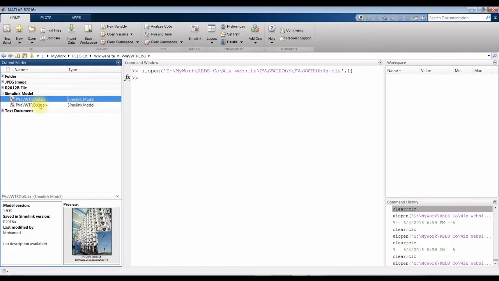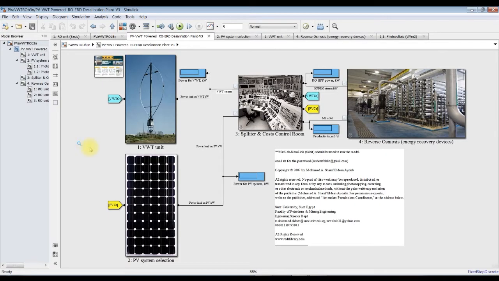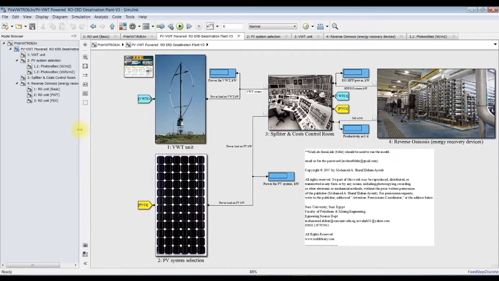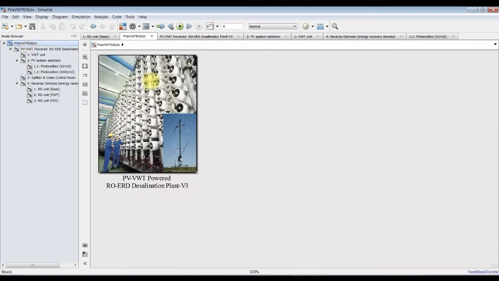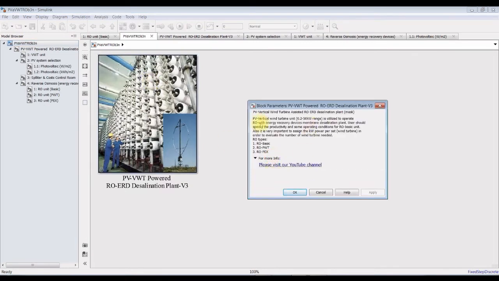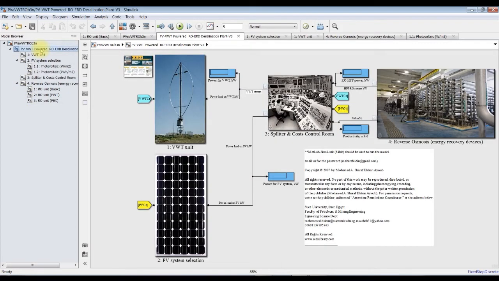We can go to our destination folder. Okay, double click on this, it's 2 models. We have to consider just the second one. Okay, the model should appear like this, and as you can see here, this is the main panel. There's some information about it. Okay, and this is our control panel.